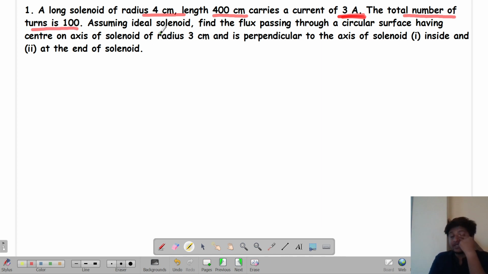100. Assuming that it is an ideal solenoid, what do you have to calculate? You have to calculate the flux which is passing through the circular surface having center on the axis of solenoid, of radius how much? 3 centimeter, and is perpendicular to the axis of solenoid. Okay, first you have to calculate inside, and then you have to calculate at the end of the solenoid.